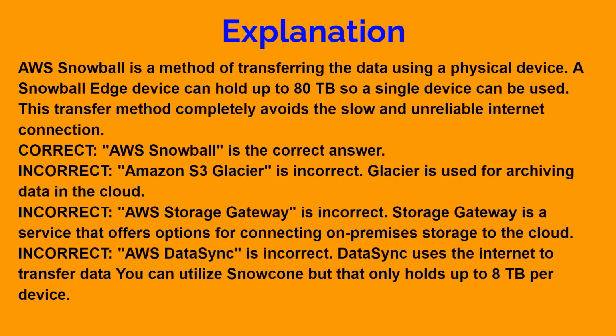Incorrect. Amazon S3 Glacier is incorrect. Glacier is used for archiving data in the cloud. Incorrect. AWS Storage Gateway is incorrect. Storage Gateway is a service that offers options for connecting on-premises storage to the cloud. Incorrect. AWS DataSync is incorrect. DataSync uses the internet to transfer data. You can utilize Snowcone, but that only holds up to 8 terabytes per device.